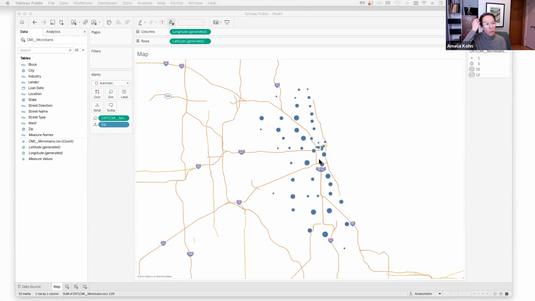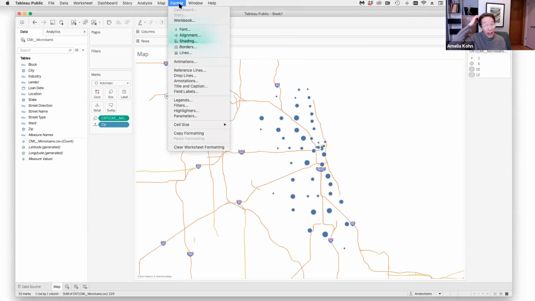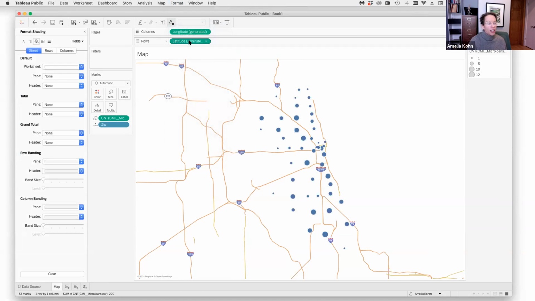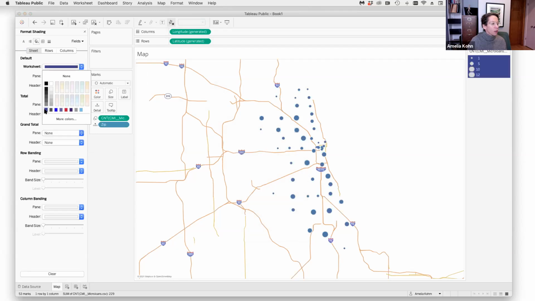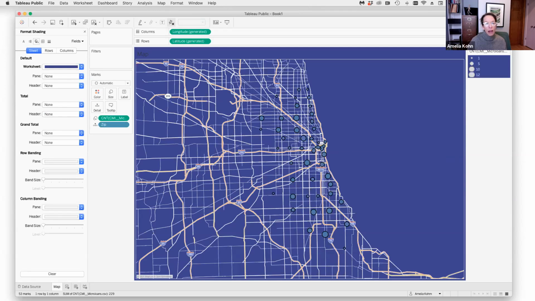I'm going to change my map background now. So I'm going to click on this format menu, and you can find a lot of useful options on this format menu. In this case, we're going to go to shading. And I want to change the whole background to my map to that dark blue background that you saw in the example. So I'm going to just click on worksheet here at the top, and you can see when I click on it, I get different color options. If I click more colors, I have even more color options, but I'm going to just choose this blue. So that changes the whole background to my map.